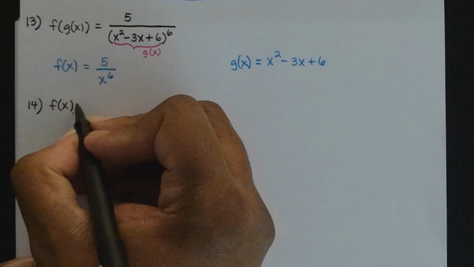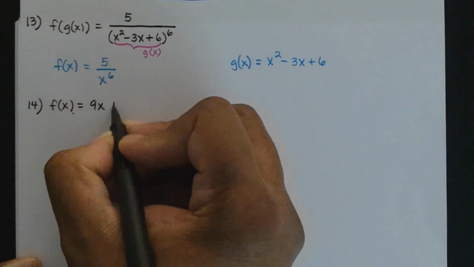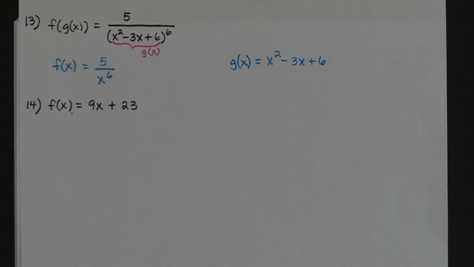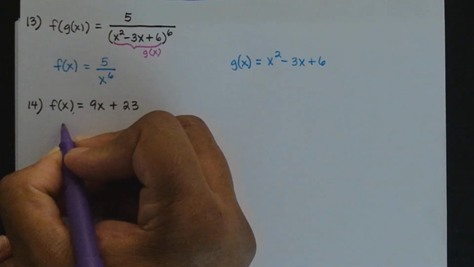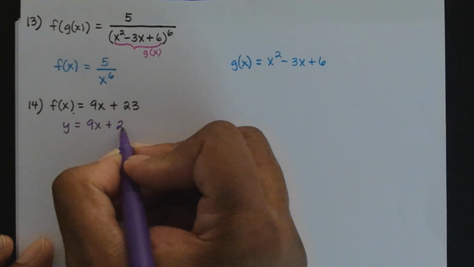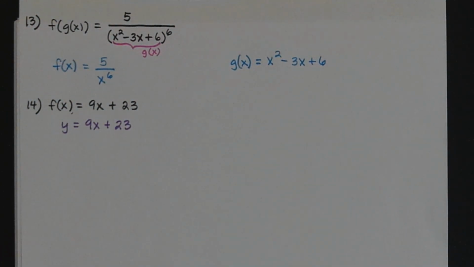So let's say we got f of x is equal to 9x plus 23, and I want to find the inverse of that function. Now, back in section 2.7, I gave you a 4-step procedure for finding the inverse of a function if you're given the function itself. So the first step would have to be replace this f of x notation with y. So it'd be y is equal to 9x plus 23.